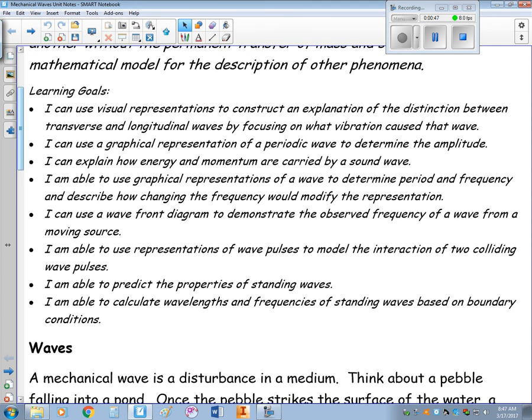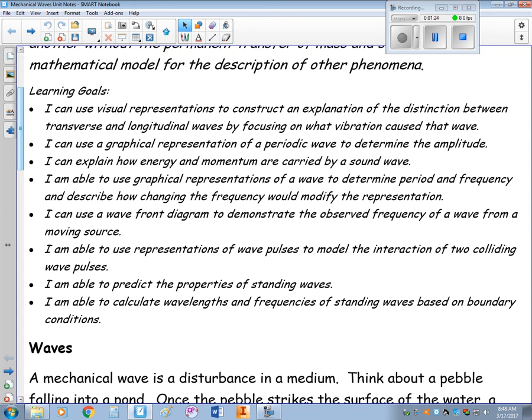The first one, I want you to be able to use a visual representation to construct an explanation for the difference between transverse and longitudinal waves. I want you to use a graphical representation of a periodic wave to determine amplitude. I want you to be able to explain how energy and momentum are carried by sound waves. I want you to be able to use a graphical representation of a wave to determine period and frequency and describe how changing the frequency would modify the representation.